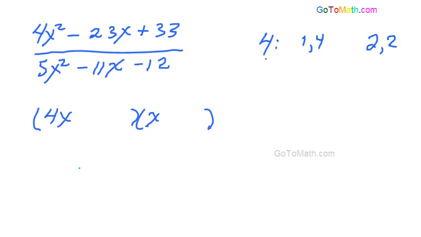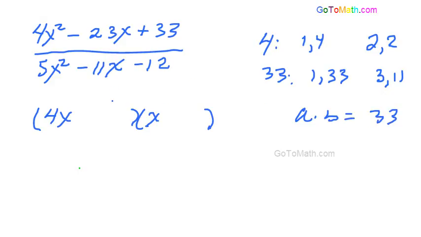Now 33 is 1 and 33, or let's see, 3 and 11, right? So remember, we got two numbers that when multiplied together give us 33. And then, of course, if we're going to let this be A and this be B, you're going to have 4 times B plus A is going to be equal to negative 23 here. Negative 23. Okay.